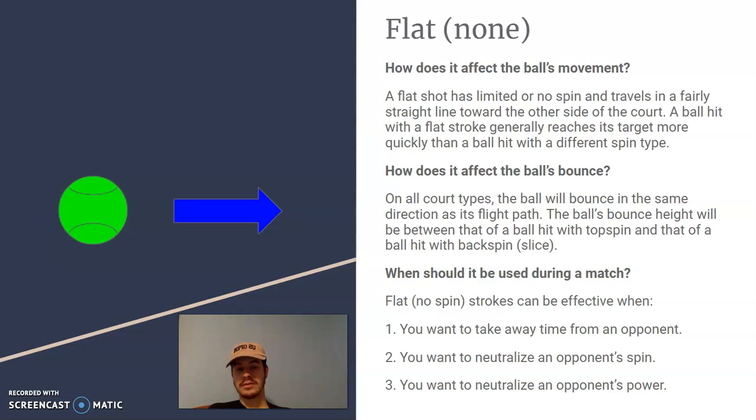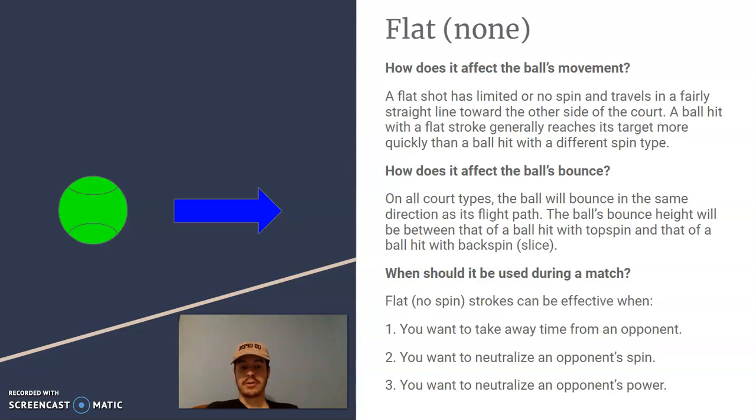When should this be used? Well, flat shots can be really effective when you want to take away time from an opponent. Topspin shots have that higher arc and they kick up, so they take a little bit longer to get to the other side of the court. Slice shots have a little bit lower arc, but they're also a relatively slow shot. Flat strokes travel in a perfectly straight line, essentially, which means your opponent is going to have less time to react. So it can be very, very effective when you want to reduce an opponent's reaction time.